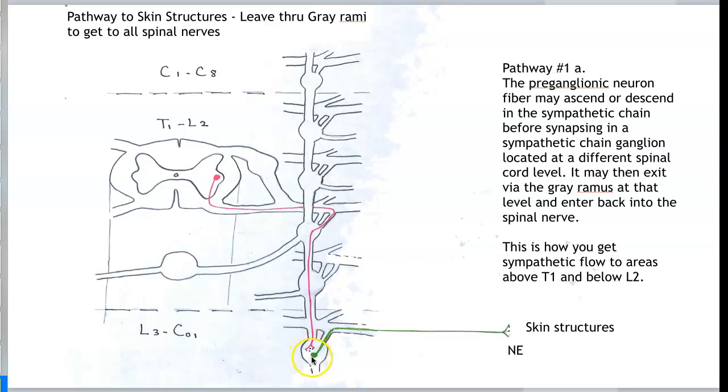We're going to release acetylcholine. We're going to synapse with the postganglionic neuron. His axon is going to leave through the gray. There is no white. There's only gray here. He's going to leave through the gray to get to skin structures and release norepinephrine. Remember, there's only gray that's connecting to spinal nerves C1 through C8, and there's only gray connecting to spinal nerves L3 and below. So hopefully that makes sense.